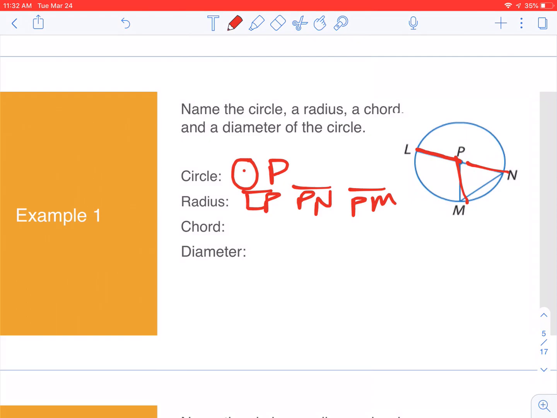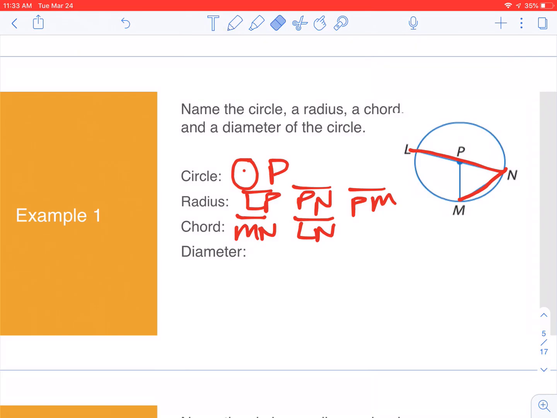Okay, chord. Our chord, we have two chords. We have MN. It's a line that touches both edges of the circle. So MN. And then we also have LN is a chord. It's a line that touches both edges of a circle.